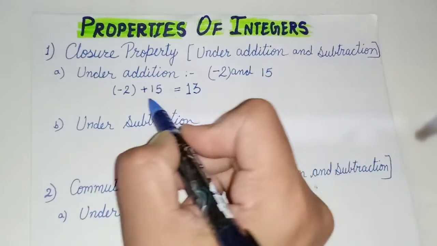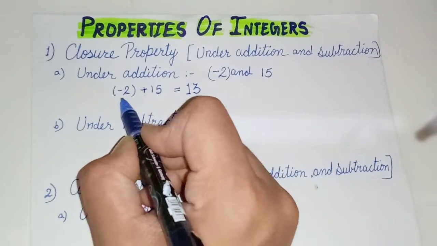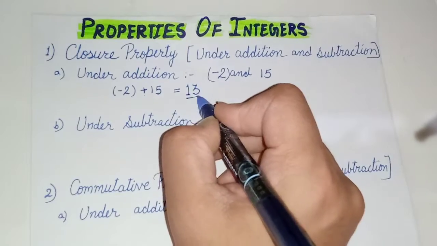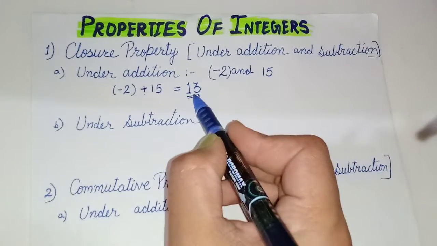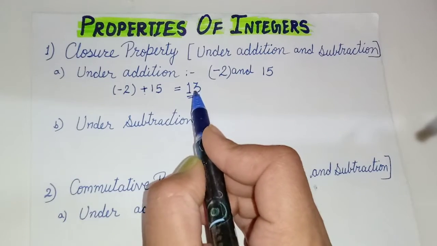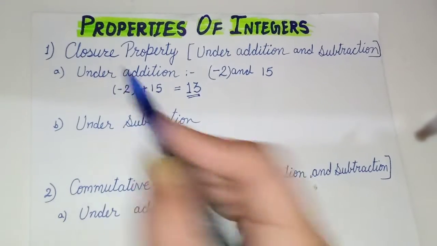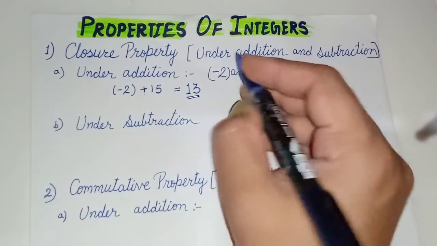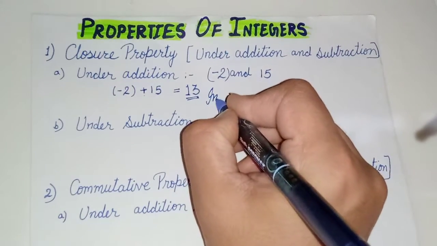So you can see here that we have added two integers and the sum that we got is another integer. This is also an integer only. So when we add two integers, the answer we get is also an integer. This is called closure property. So we can say that integers are closed under addition.